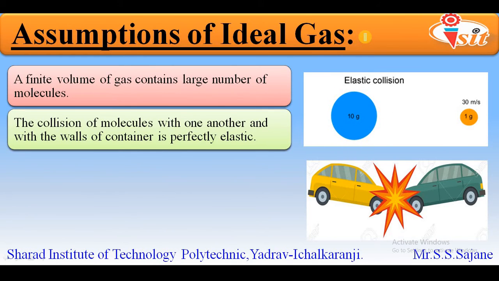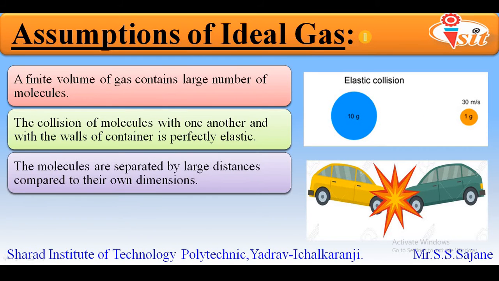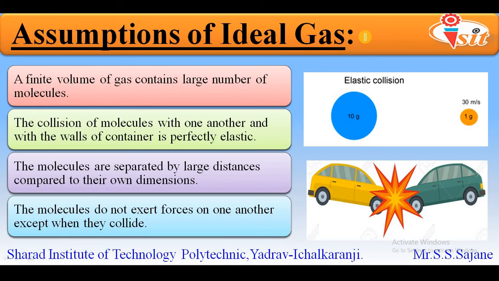Now, coming back to the assumptions of ideal gas, we have seen two assumptions. The second assumption was regarding the collision: the collision of molecules with one another and with the walls of the container is perfectly elastic. So in case of ideal gases, whatever collisions there are between the molecules are considered to be elastic. The third assumption of ideal gas is that the molecules are separated by large distances compared to their own dimensions. The last assumption is that the molecules do not exert forces on one another except when they collide. We have already seen this point in the differentiation between real gas and ideal gases. So these are the four assumptions for ideal gases which you should remember.